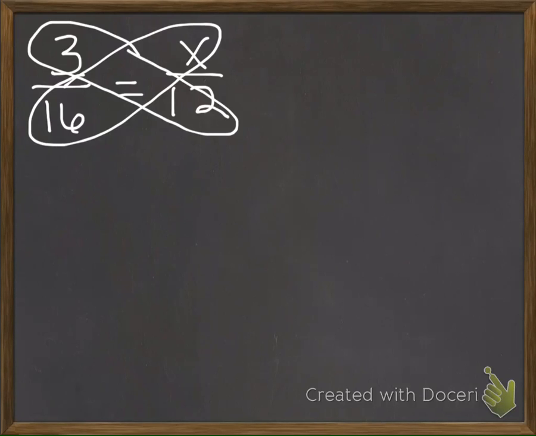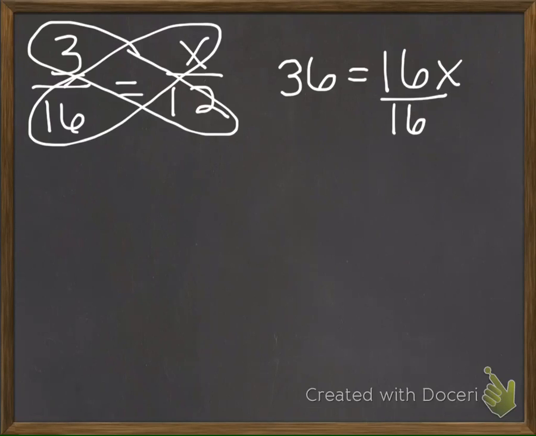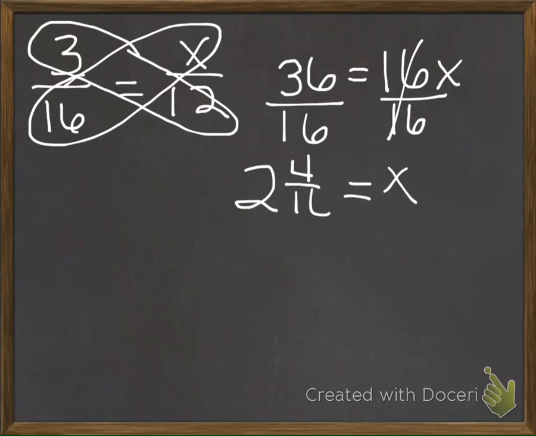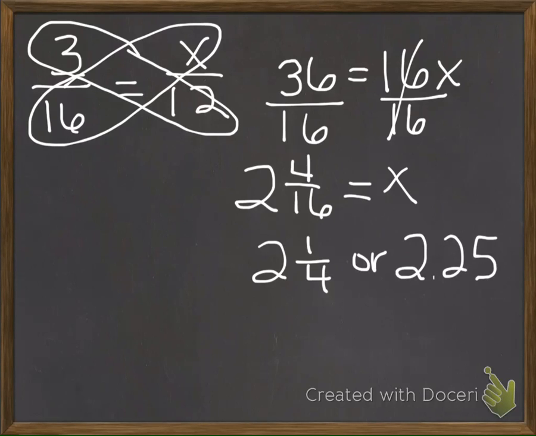So 3 times 12 is 36. Put your equal sign. And 16 times x is 16x. All right? And then you solve for x. Divide by 16 to isolate your x and make it go by itself. And divide by 16. And x equals 2 and 4 over 16, which then reduces to 2 and 1/4. Or, if you have it in decimal form, 2 and 25 hundredths.